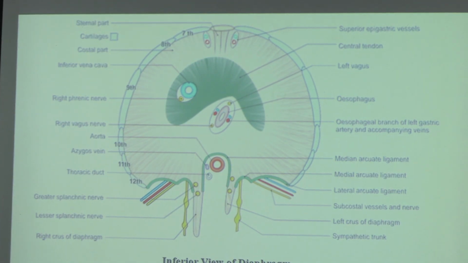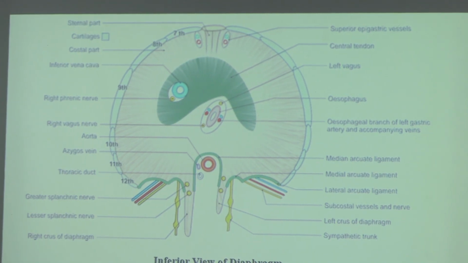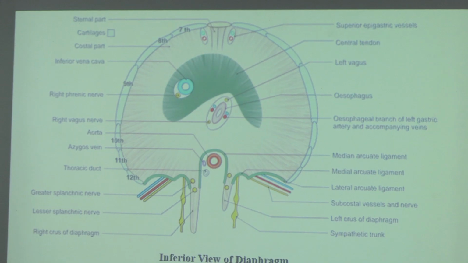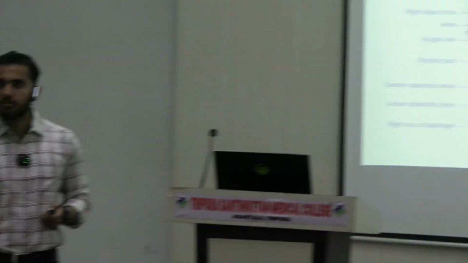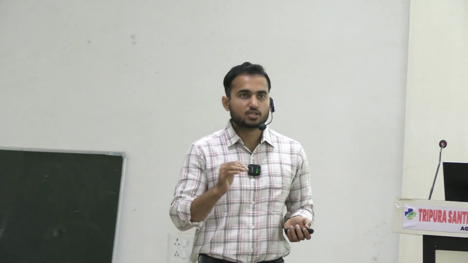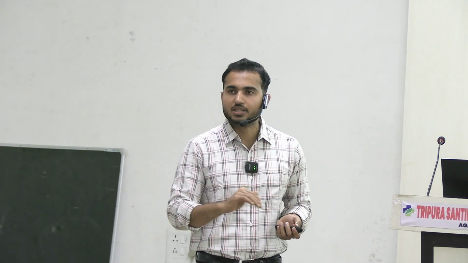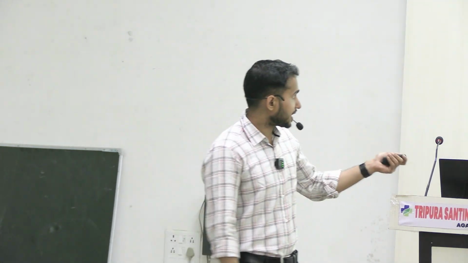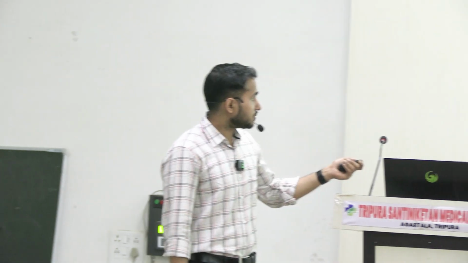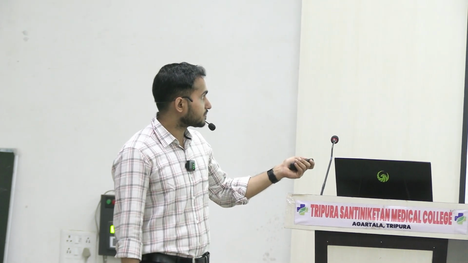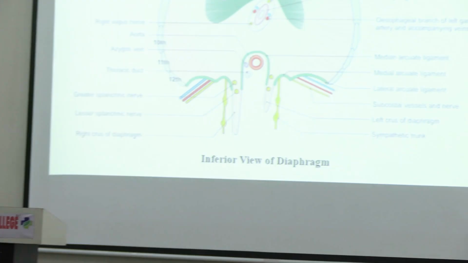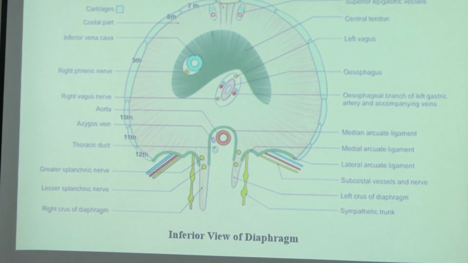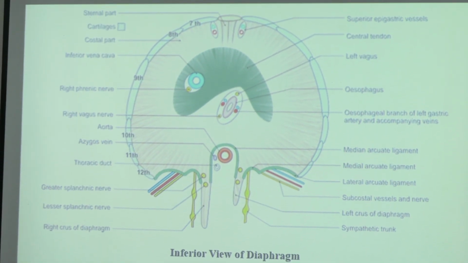How will they pass if there is no opening? That's why openings are given, so that the structures can pass easily, and these are the major openings. Along with the major openings, some other small structures are also passing, as you can see in the diagram. The most important structure along with the aorta which is passing upward is the thoracic duct. So that is the respiratory diaphragm.